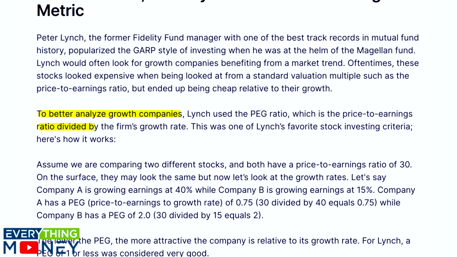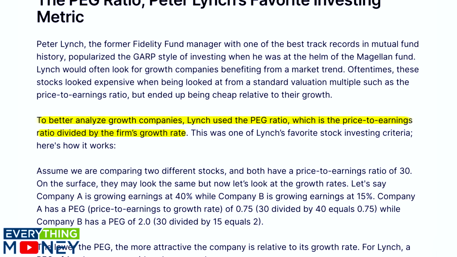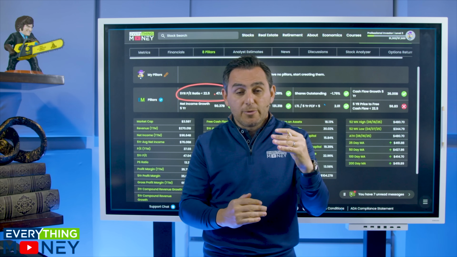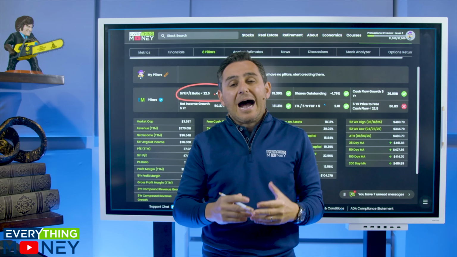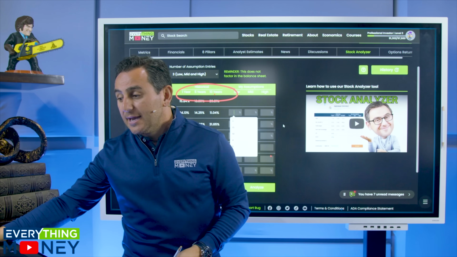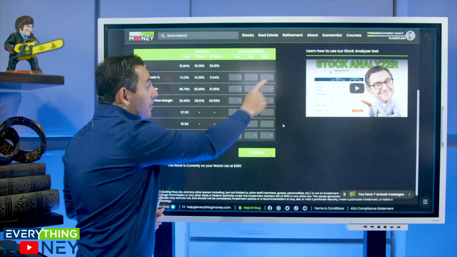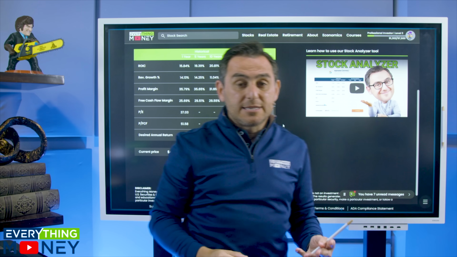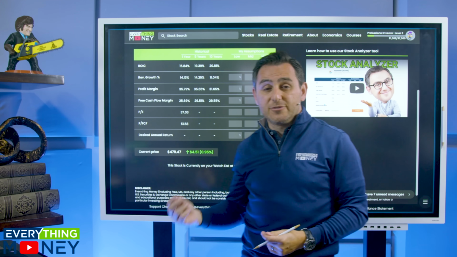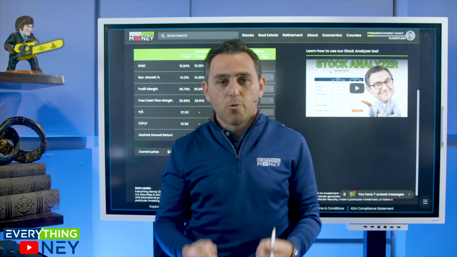In fact, there's a metric out there that Peter Lynch loves called the price to earnings ratio with growth, the PEG ratio. It takes the price to earnings ratio divided by a growth rate and gives you some sort of metric. I don't really look at that much because I have our stock analyzer tool. And in our stock analyzer tool, the very first line is revenue growth. Because I want to sit there and say, listen, a top quality company that can grow its revenue and profit at a faster rate deserves a premium. That's super, super important to understand.